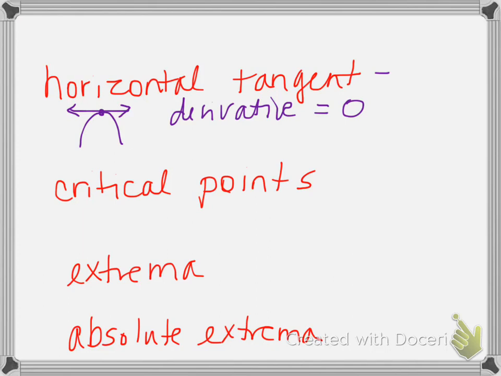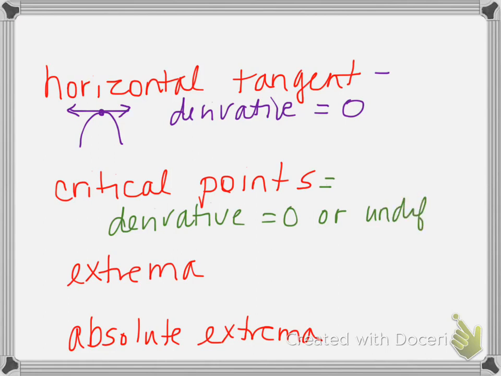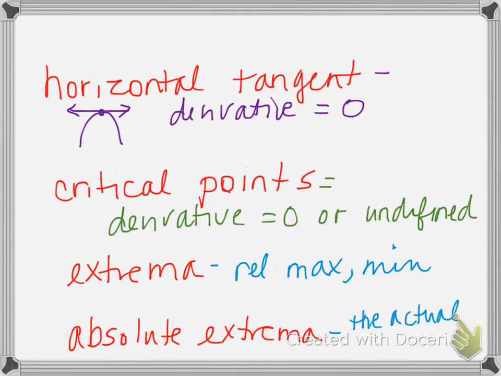Critical points are special points, but basically it has to do with the derivative as well. It's where the derivative is equal to 0 or where the derivative is undefined. So we look for all the horizontal tangents, but also places where the derivative is undefined. Extrema is talking about relative maxes and mins, so maxes and mins that you found before. Absolute extrema is the actual max and min over the whole entire graph.